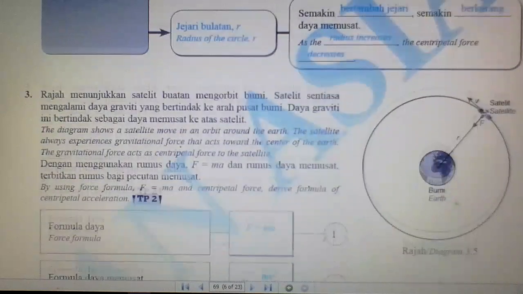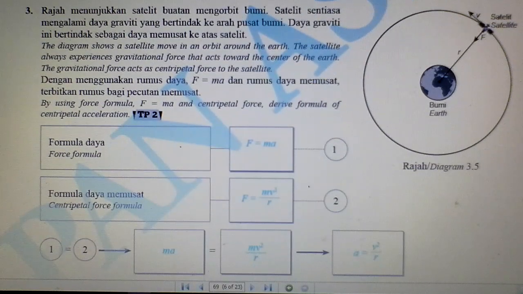Okay, look at number 3. The diagram shows a satellite moving in an orbit around the Earth. The satellite always experiences gravitational force that acts towards the center of the Earth. The gravitational force acts as centripetal force to the satellite. So actually the centripetal force is equivalent to the gravitational force of the Earth.